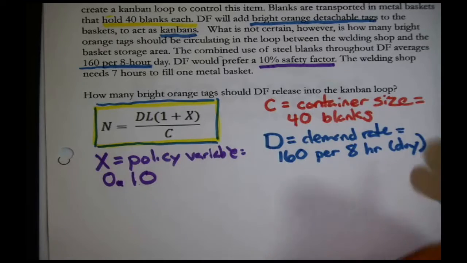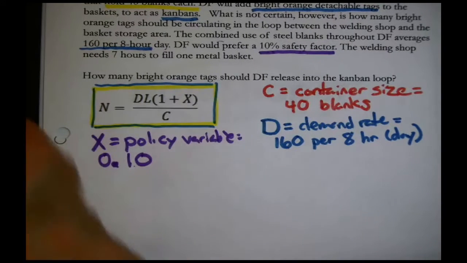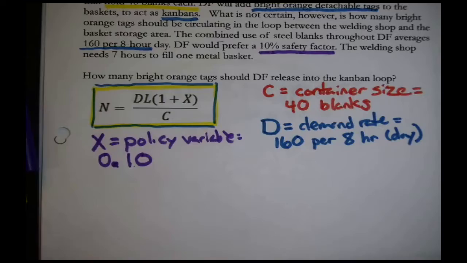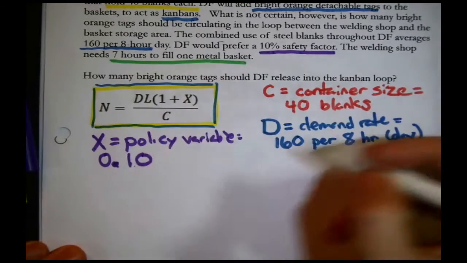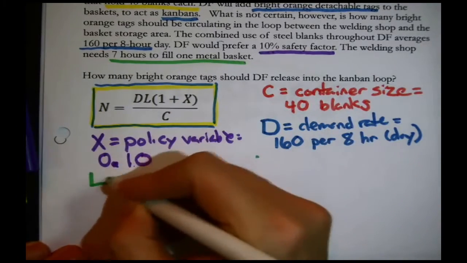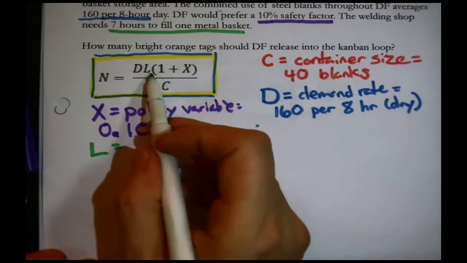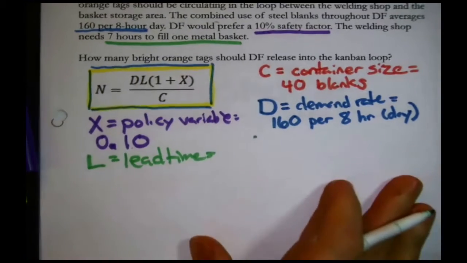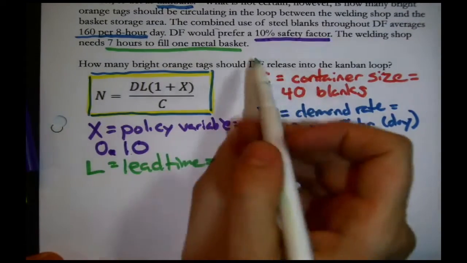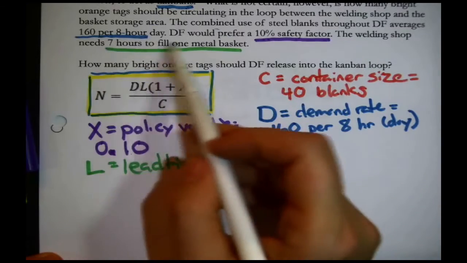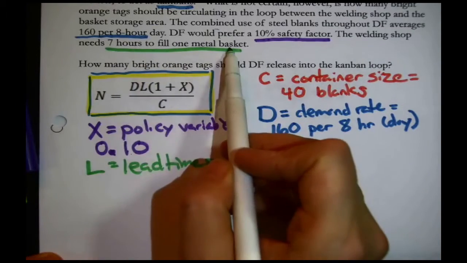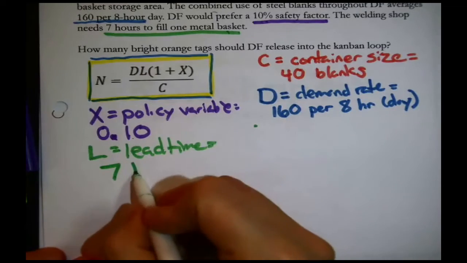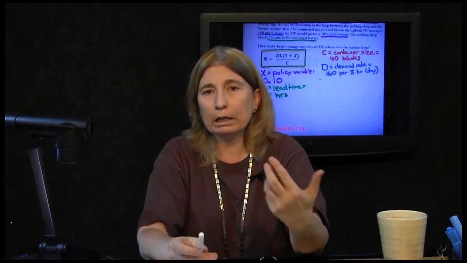No problem. The welding shop needs 7 hours to fill one metal basket. Let me put that here. That is L. We're familiar with this concept of lead time, the delay between a signal that we need some and when we can actually have it. What they're saying is if they were signaled that they needed to fill a basket, it would take them 7 hours. So that's actually L.